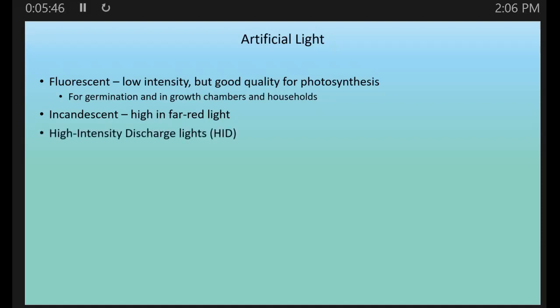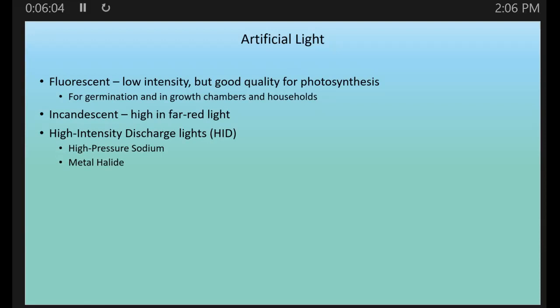high intensity discharge lights, HID lights, are relatively new compared to fluorescent anyways. So you can have high pressure sodium or metal halide. And I'm blanking on the other one at the moment. In the greenhouse, I think we have high pressure sodium, but I can't swear to that.